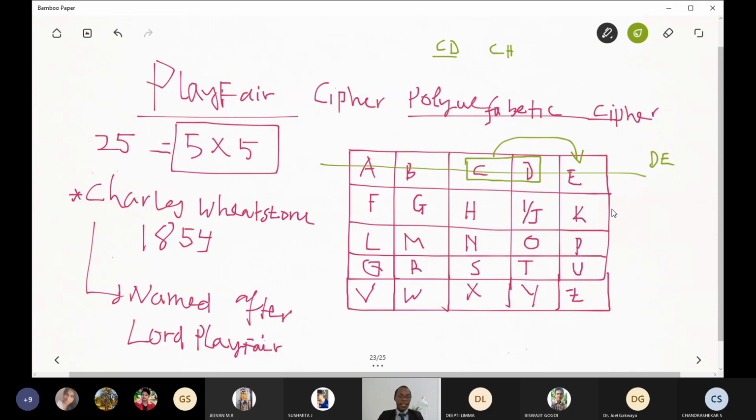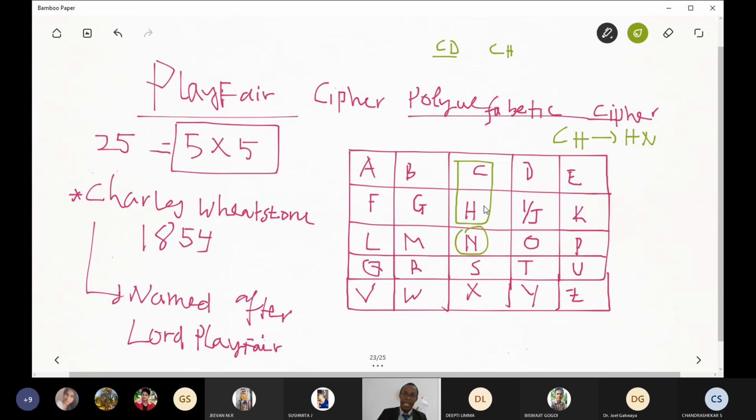If the two letters are in the same column, let's take an example, CH. The ciphertext of CH is going to be equal to HN, because this is the immediate letter. All right, so this is how we are going to encrypt the letters.